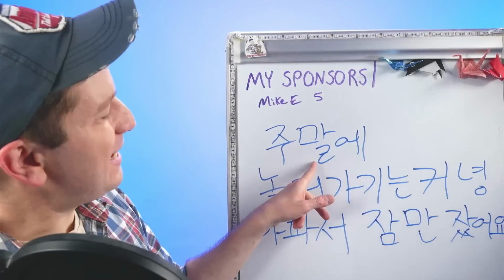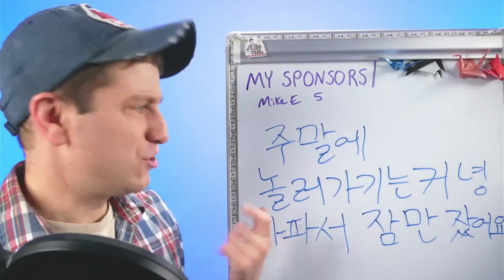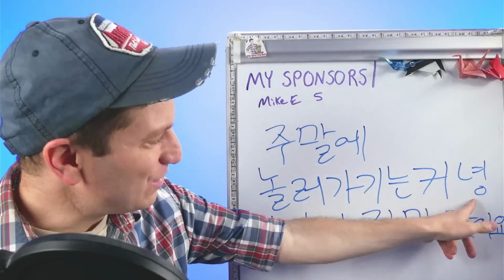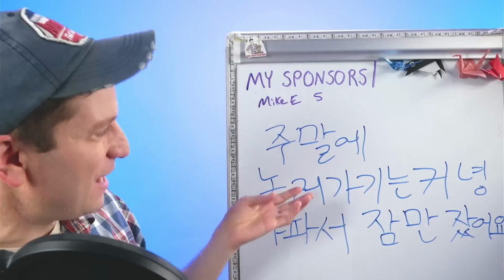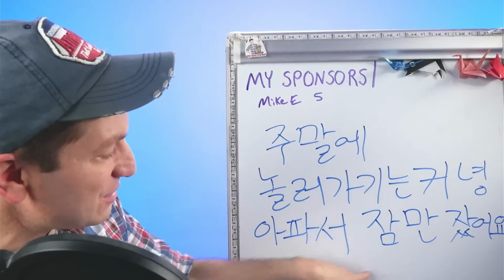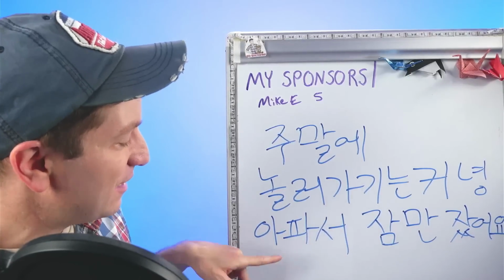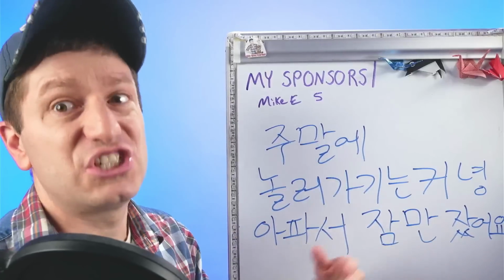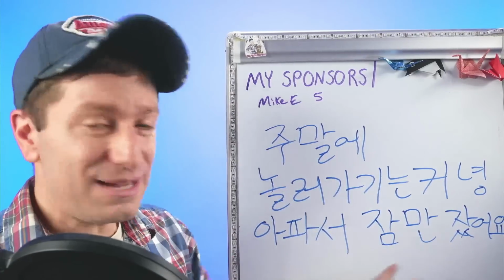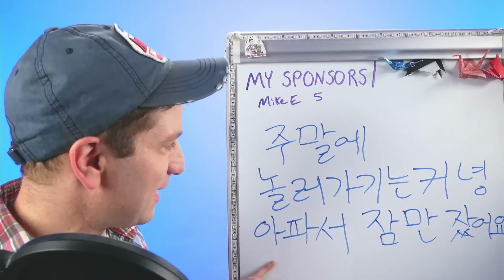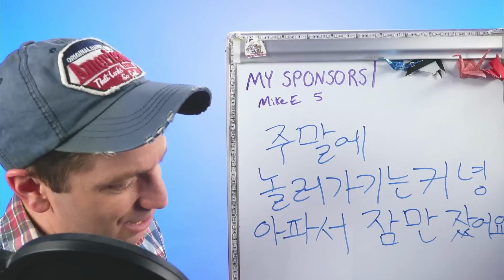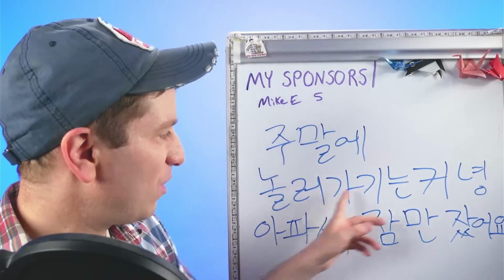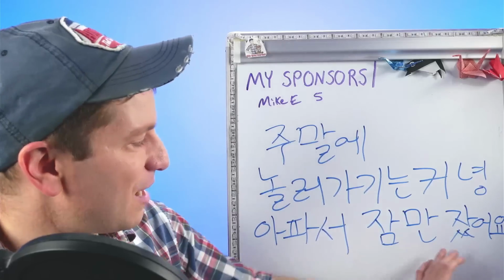주말에, on the weekend, 놀러 가다, to go play, to go hang out. 놀러 가기는 커녕. So forget going out to play on the weekends. 아파서, because I'm sick. 잠자다, to sleep. 잠만 자다, to only sleep or to just sleep. All I did was sleep because I was sick. I was sick, so far from going out to play on the weekend, all I did was sleep. 주말에 놀러 가기는커녕 아파서 잠만 잤어요.